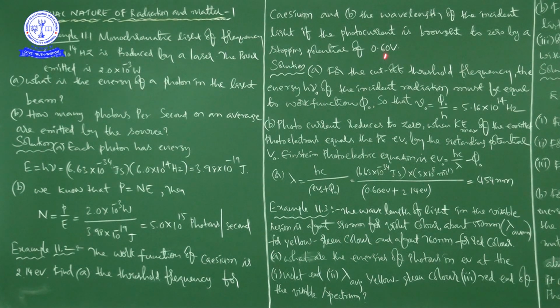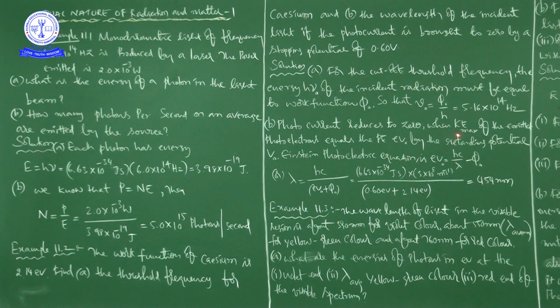We are going to discuss the solution. First we will discuss A and then we will come to B. So what are the given values here? The work function of cesium is 2.14 electron volt, and in A he is asking to find the threshold frequency for cesium.